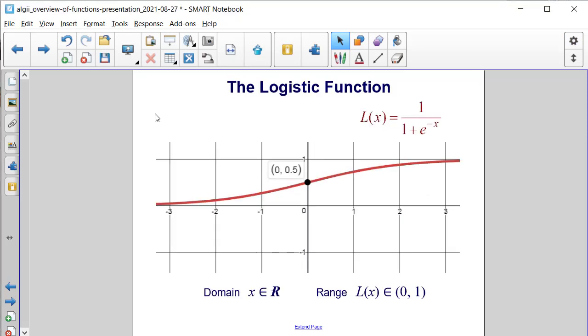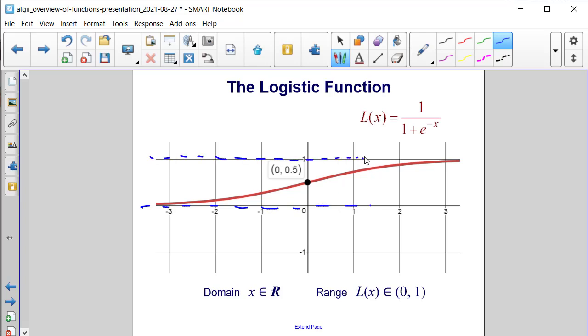The next parent function is the logistic function. L of x is equal to 1 over the quantity 1 plus e to the -x. And the domain for the logistic function is all real numbers. However, as you can see within this graph, there is a range restriction, and it only goes from 0 to 1 in y values, not including 0 and 1. There are actually horizontal asymptotes occurring at 0 and at 1 for the y values.